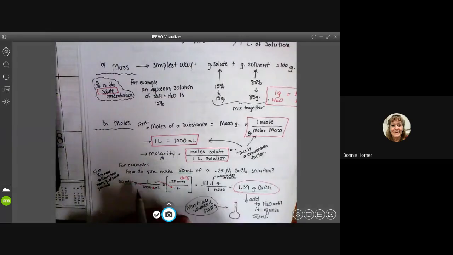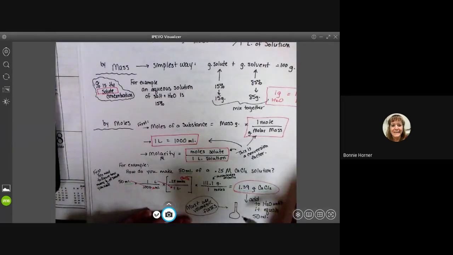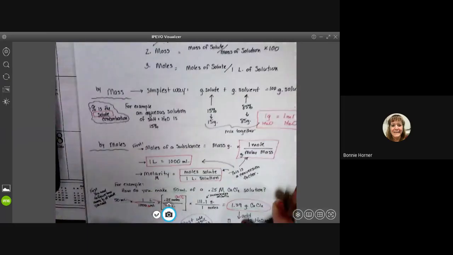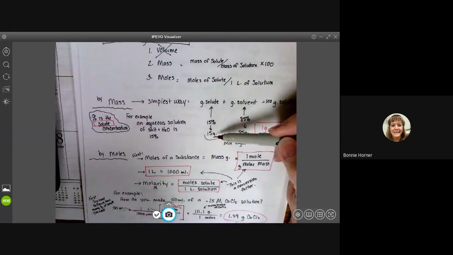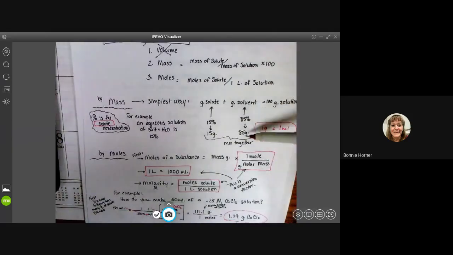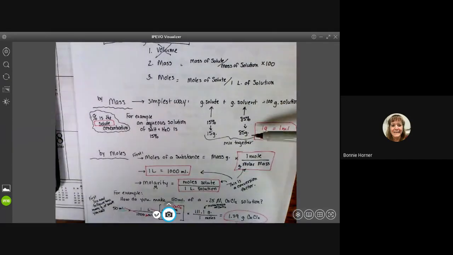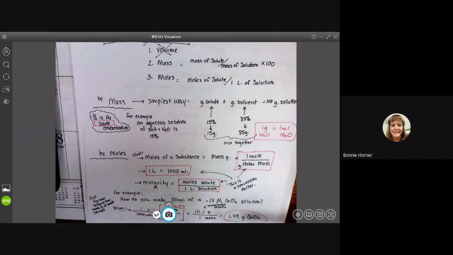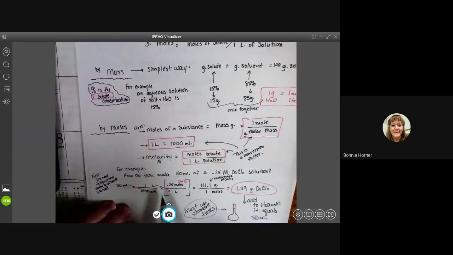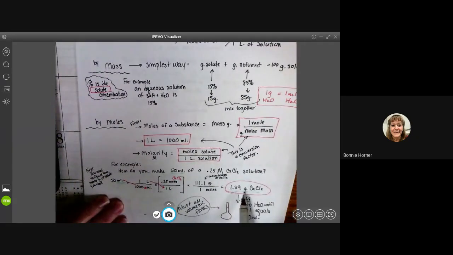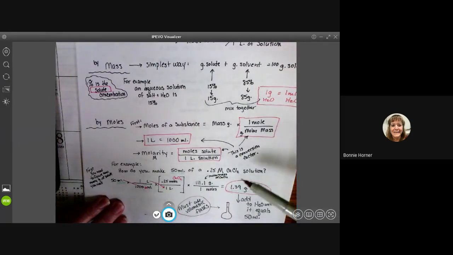But you also have to do this whole factor label thing to figure out how many grams you even need to put into that. So again, it's easy peasy when it's percent composition. The percent is the grams of the salt, and then the water is the remaining grams to equal 100. But when it comes to molarity, you have to do a little factor label conversion to figure out how many grams you're putting in that volumetric flask, and then fill it up with water the rest of the way.